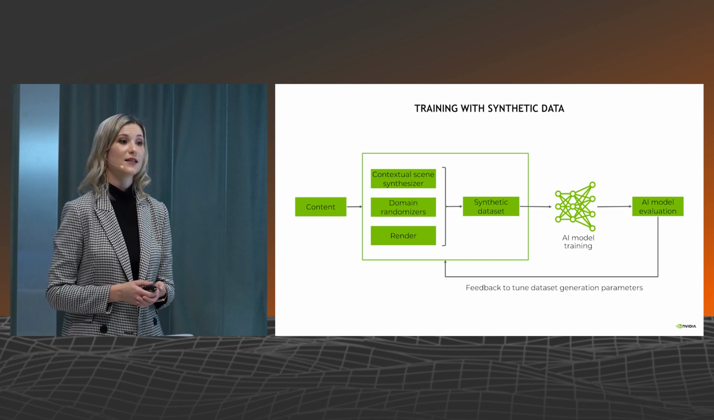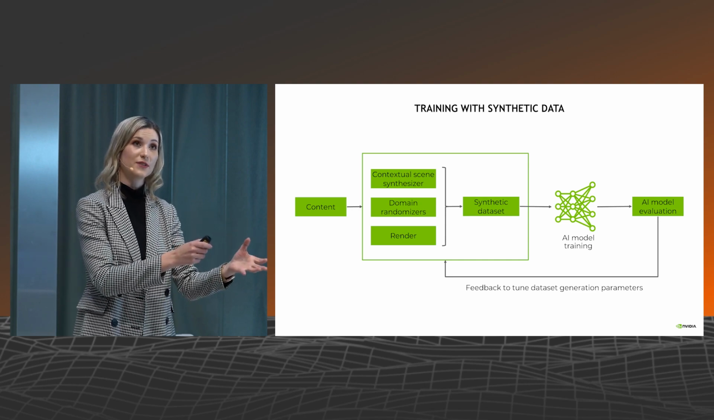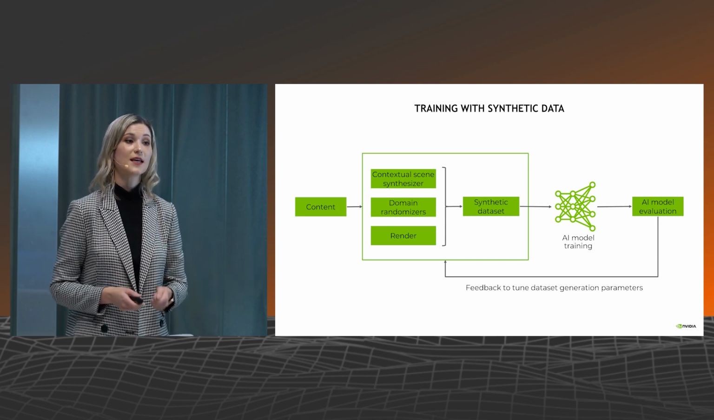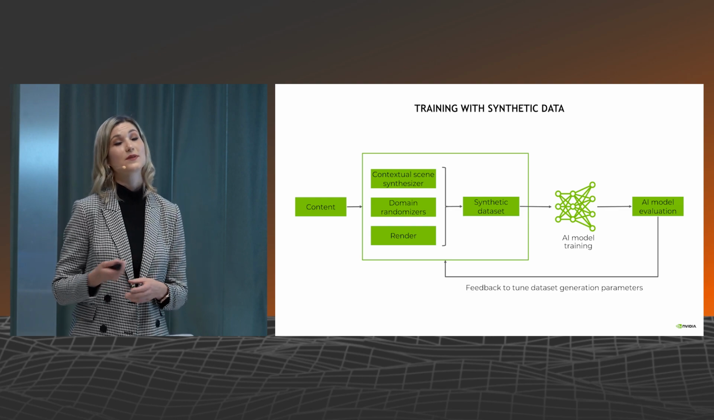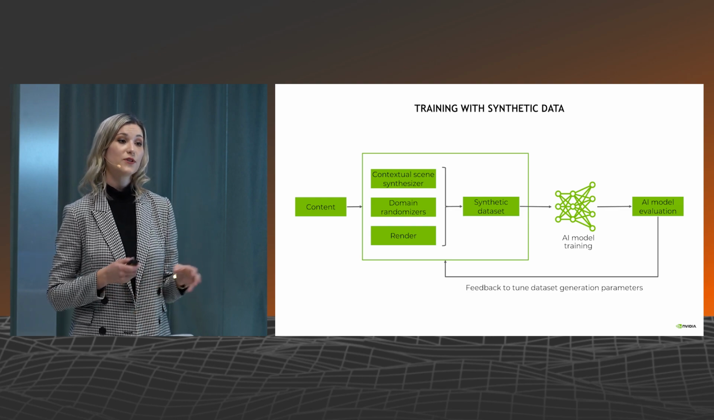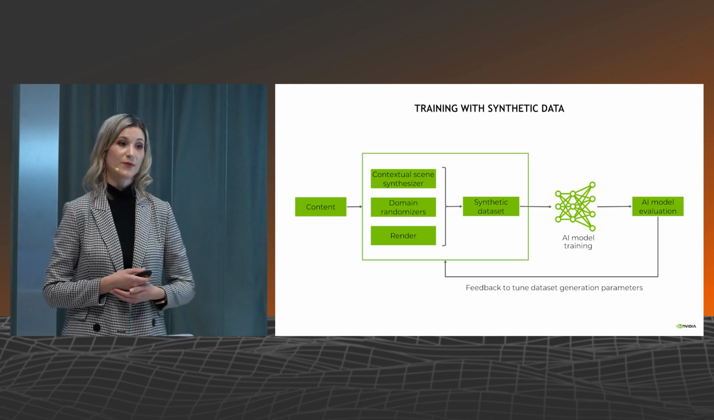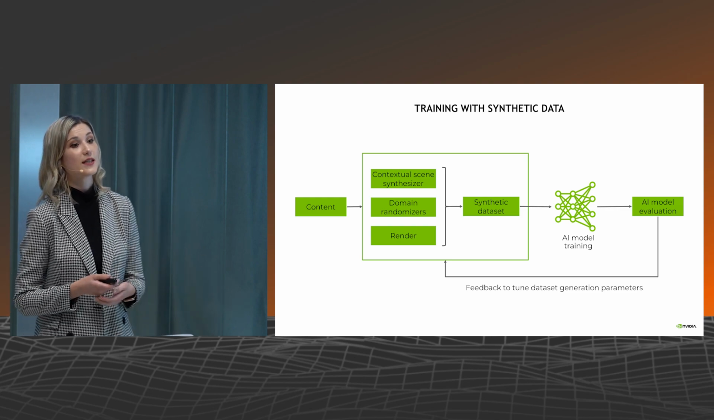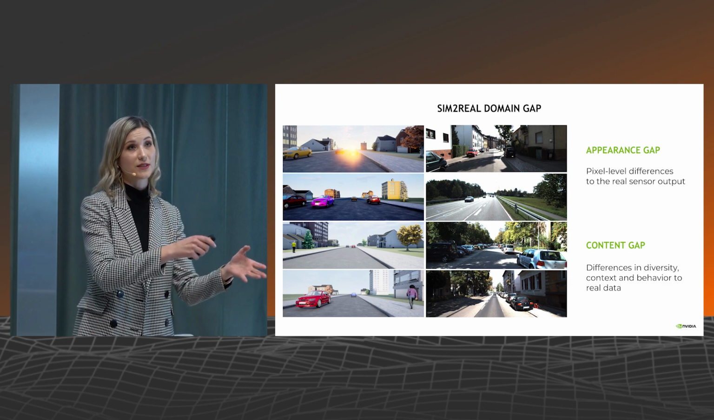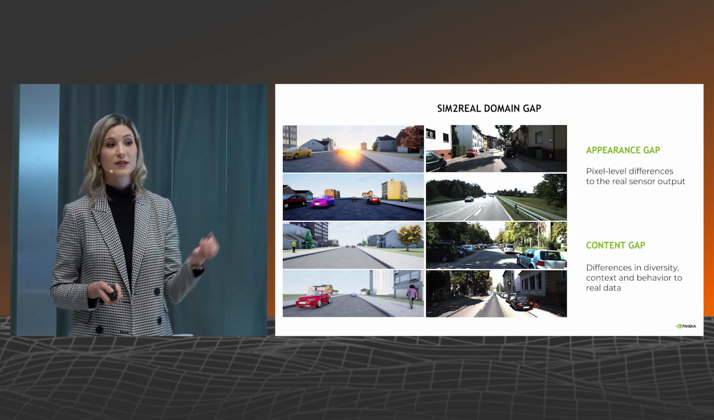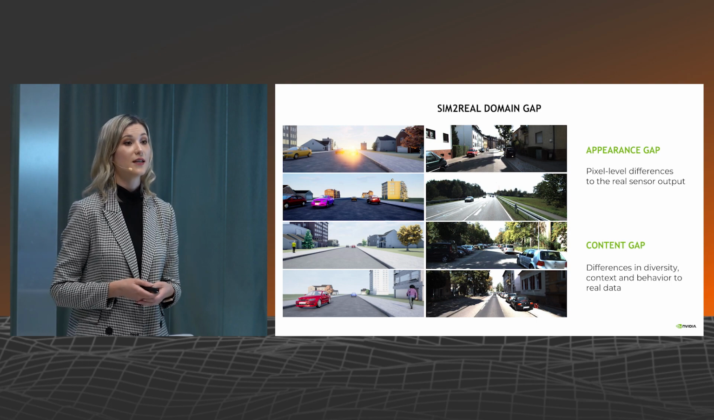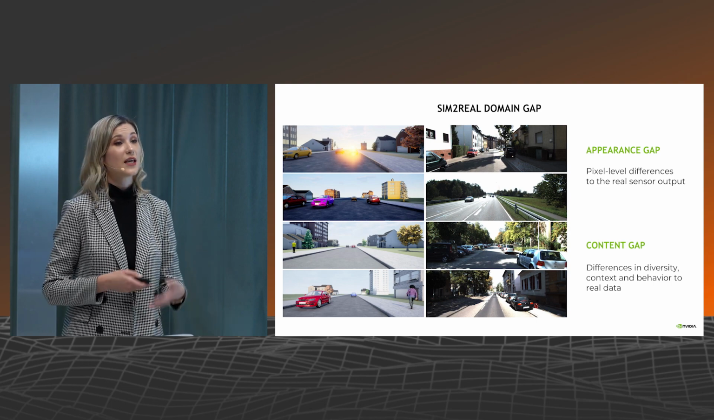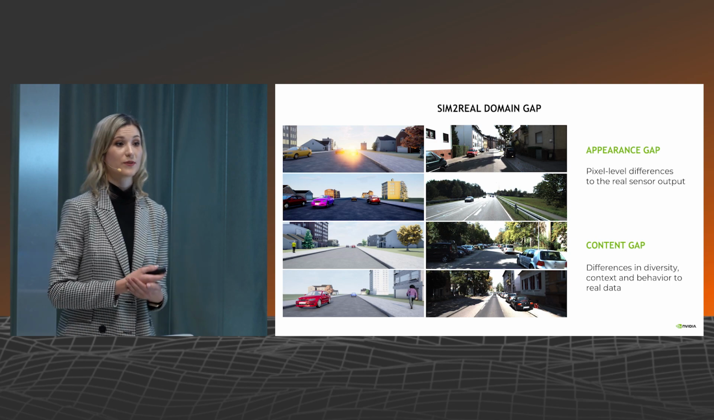In synthetic data, well, it's a difference between real data and synthetic data. And we can have two types of domain gap in synthetic data. The first one is appearance gap. And by appearance gap, we understand pixel level differences to the real sensor output. It can be differences in assets you use to generate your synthetic data, or it can be differences in the capabilities of your rendering systems.